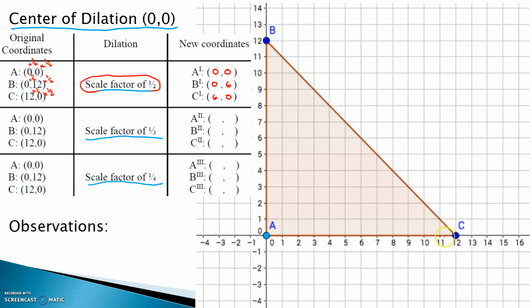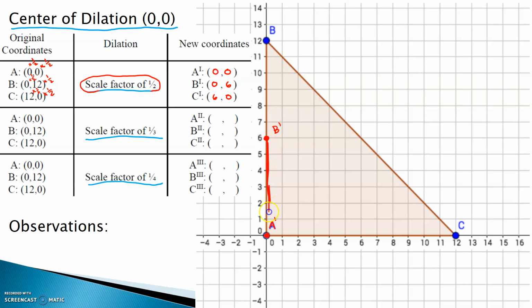So again, I should see everything kind of shrinking towards the origin, 0, 0, because it's a reduction. So let me actually do that. A prime still stays there, because it just happened to be a coincidence that A landed on the 0. Now, what about B? Notice it's getting shrunken down. It's getting pulled towards the origin. It's now going to be at 0, 6. That's going to be the new B prime.